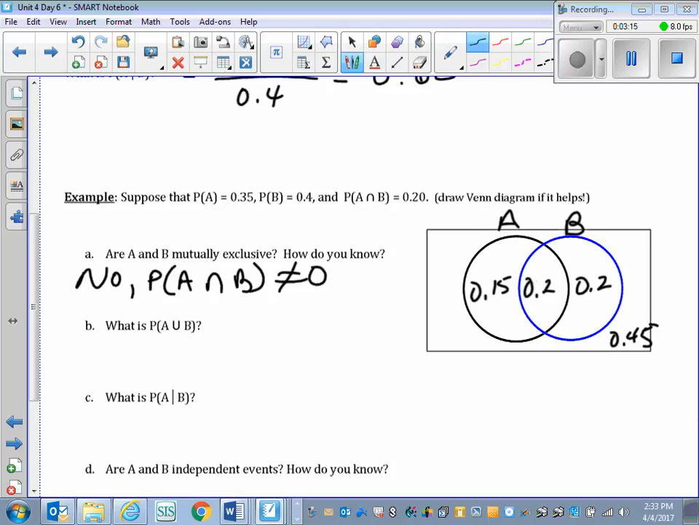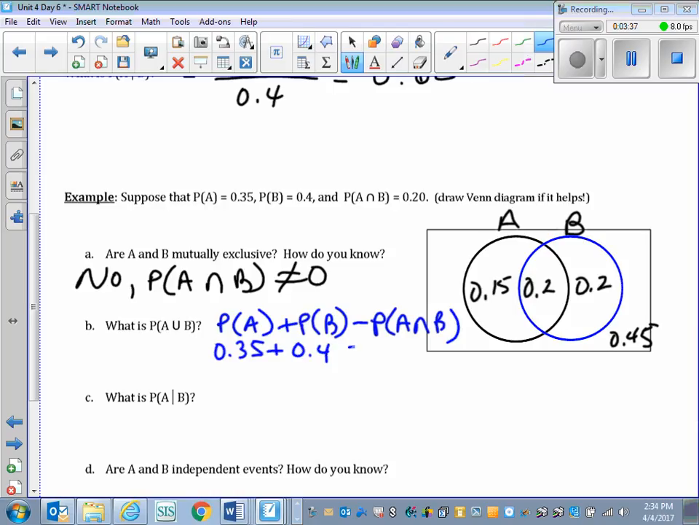So we can use the addition rule to determine the probability of A or B. Remember, that's the probability of A plus the probability of B minus the probability of A and B. In this case, we're going to have 0.35 plus 0.4 minus 0.2, so the probability of A or B is going to be equal to 0.55.